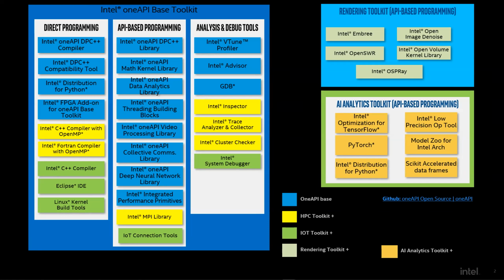One of them is OneAPI DPC++. It's the programming model, or programming extension, to be able to do data parallel programming in C++. The other one is DPL. That's the corresponding C++ library that's also written for parallel code. It's sort of like the STL, but for parallel programming.